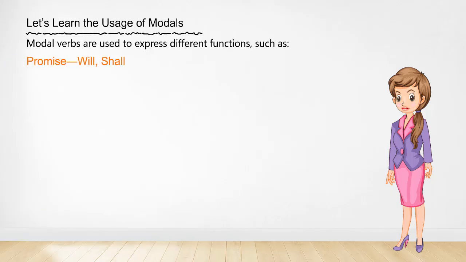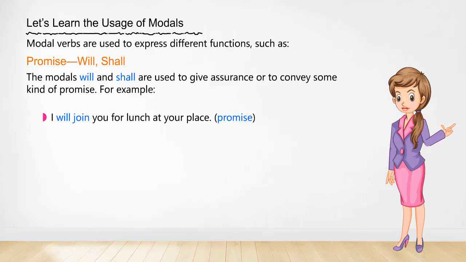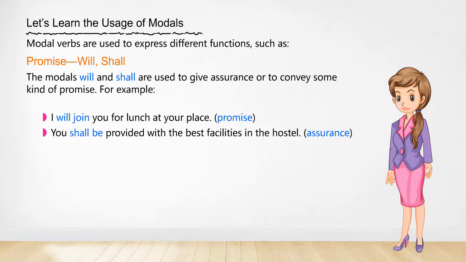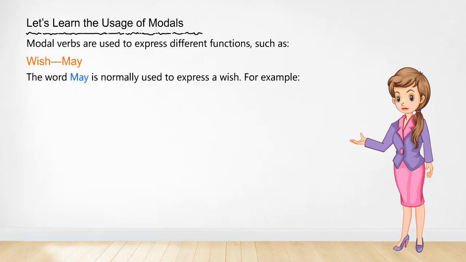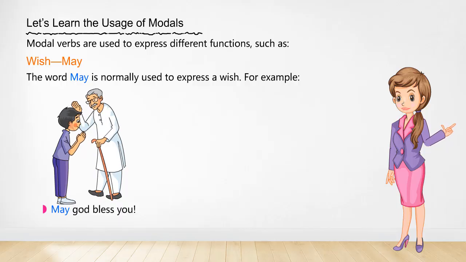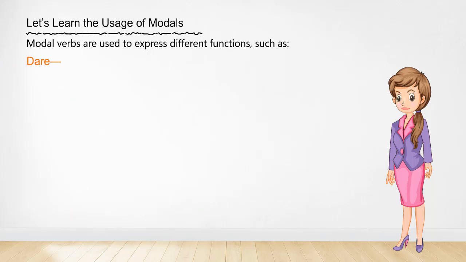Promise: will, shall. The modals will and shall are used to give assurance or to convey some kind of promise. For example, I will join you for lunch at your place. Promise. You shall be provided with the best facilities in the hostel. Assurance. Wish: may. The word may is normally used to express a wish. For example, may God bless you. May she realize her false apprehension about him.